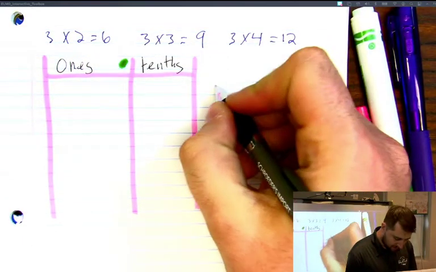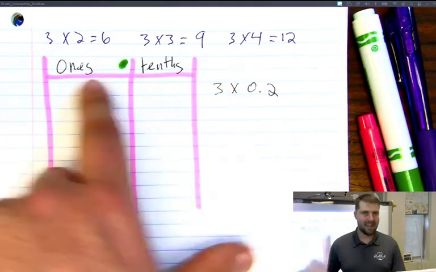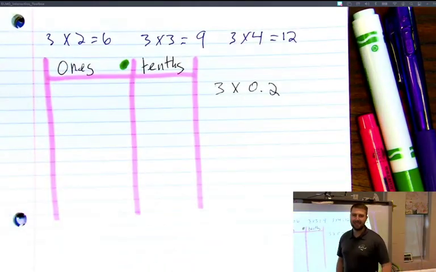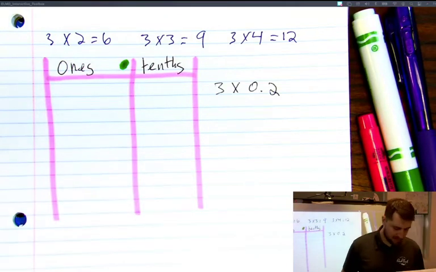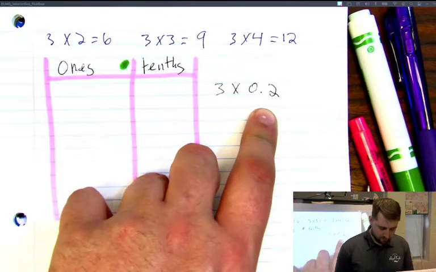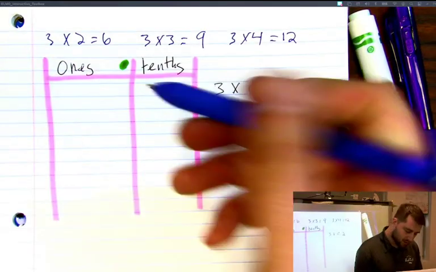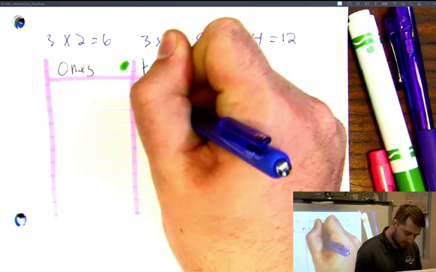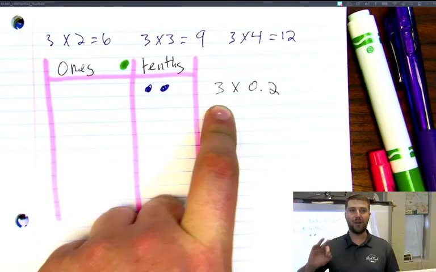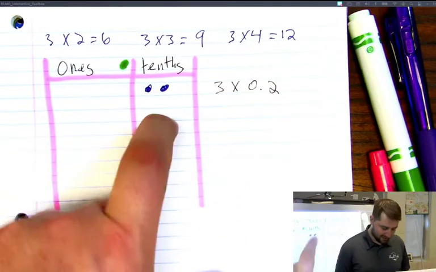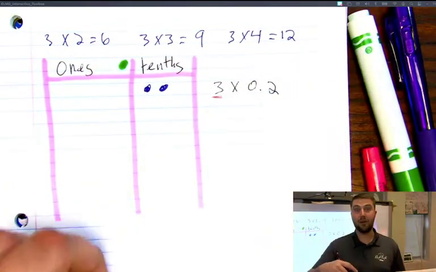Our first problem is 3 times 2 tenths. You're probably noticing how that looks very similar to 3 times 2, only it is a decimal number instead of a whole number. Hold on to those thoughts and we will come back to that in just 1 minute. We're going to start with our 2 tenths, which means we need 2 dots in our tenths column. This first number we're multiplying by, this 3, means we need 3 copies of what we have in our tenths place. So I'm going to underline that 3.